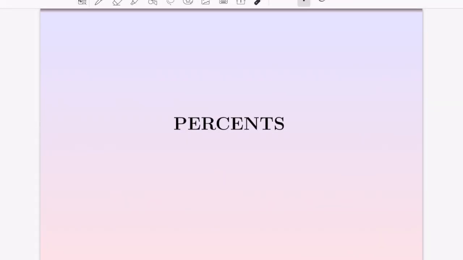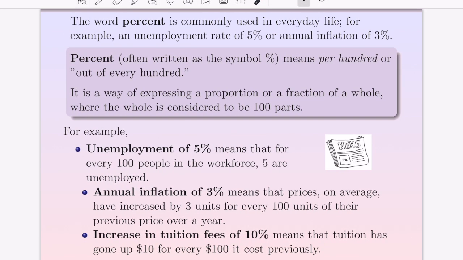Percent. The word percent is commonly used in everyday life. For example, an unemployment rate of 5% or annual inflation of 3%. Percent is often written with the percent symbol, which means per 100, or out of every 100.